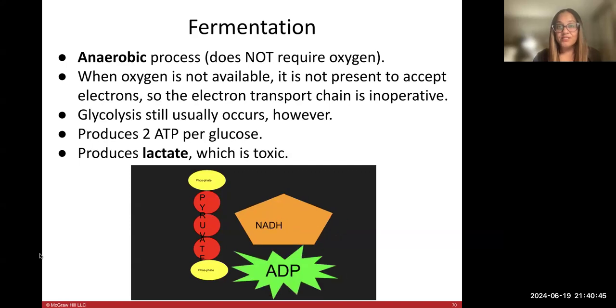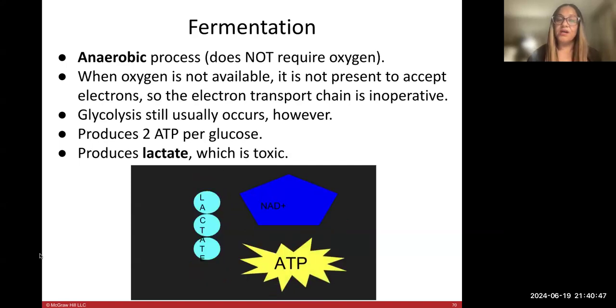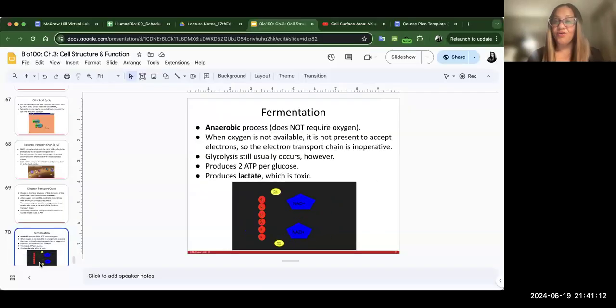Fermentation is an anaerobic process that does not require oxygen. When oxygen is not available, it is not present to accept electrons, so the electron transport chain is inoperative. It doesn't get used. Glycolysis still usually occurs, but only 2 ATP molecules are produced per 1 glucose molecule, and it produces lactate, which is a toxic side effect. That is all for chapter 3.